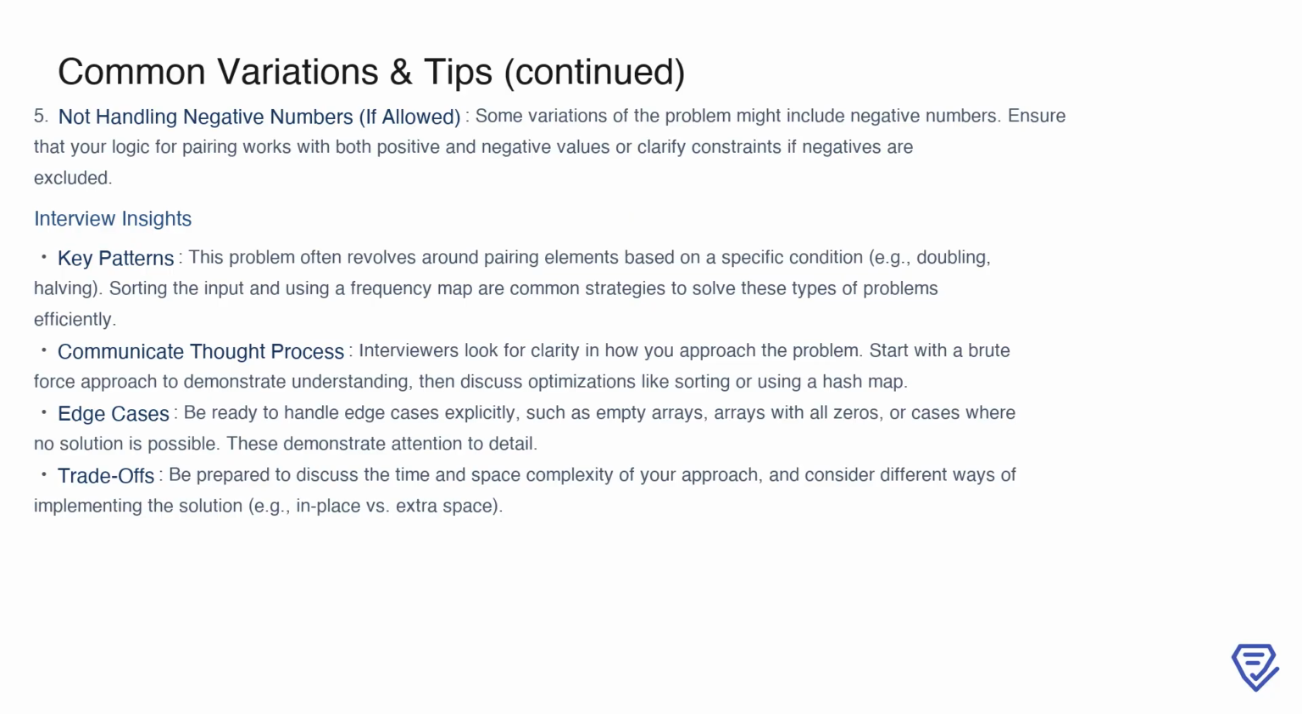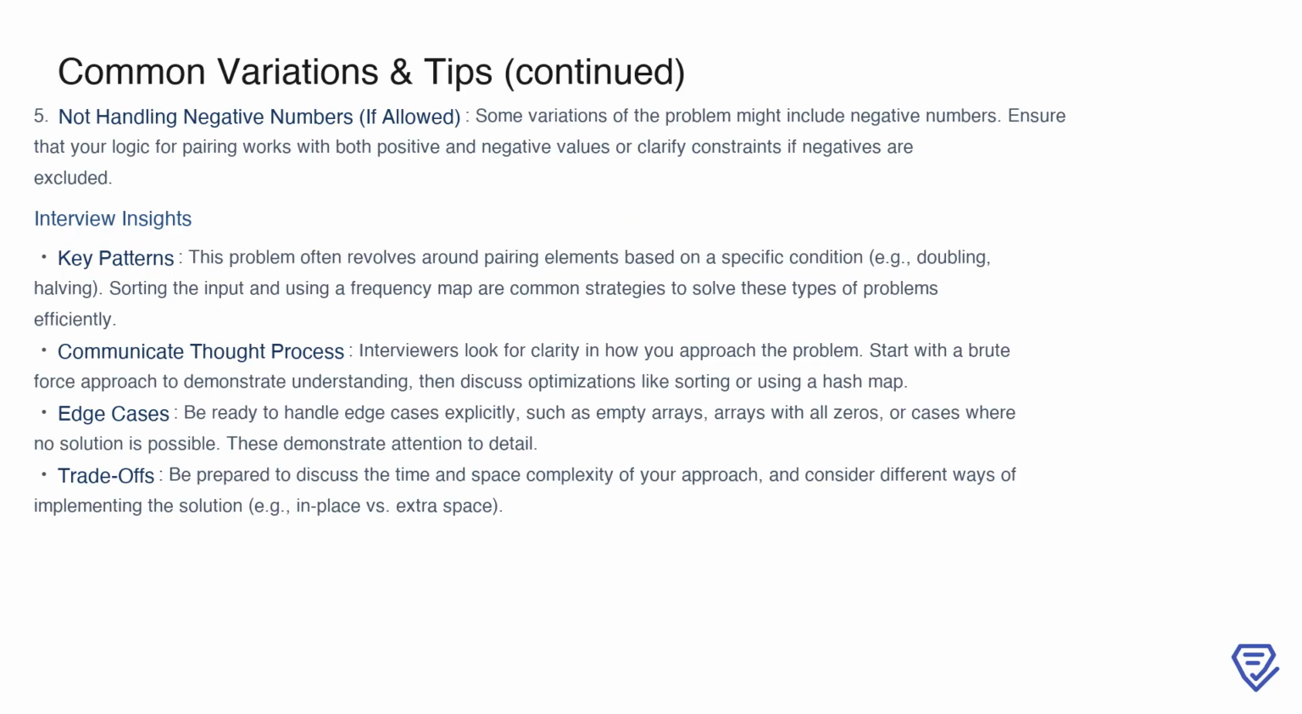Now, if the problem allows negative numbers, your solution must account for them. For instance, the pairing logic should handle both positive and negative values if they're part of the input. Alternatively, you should clarify with the interviewer whether negatives are excluded. Speaking of interviews, this problem is a great example of pairing elements based on specific conditions, such as doubling or halving. Sorting the array and using a frequency map are standard strategies for these types of problems.